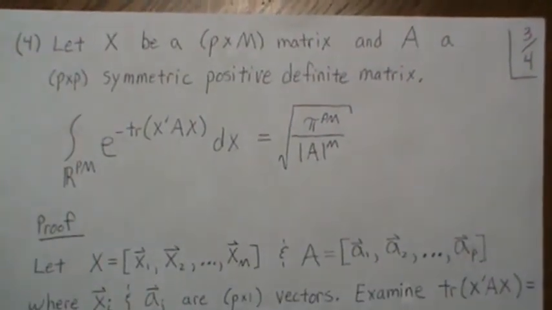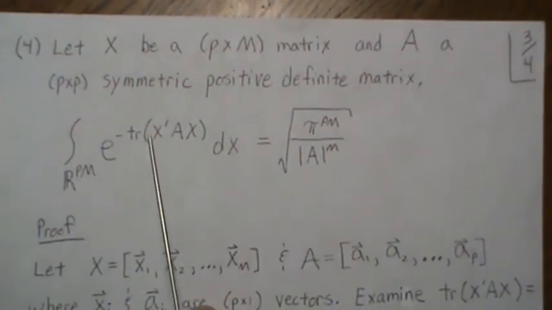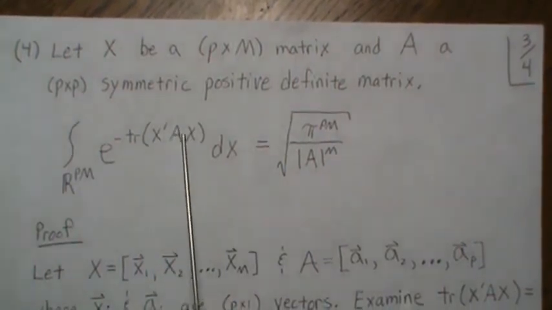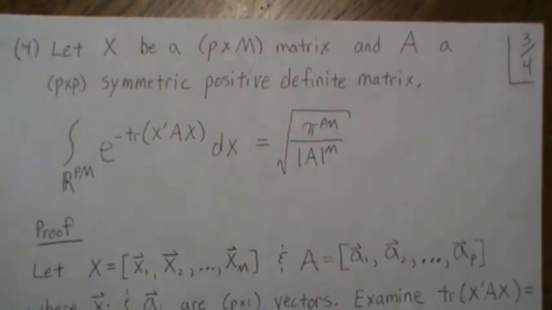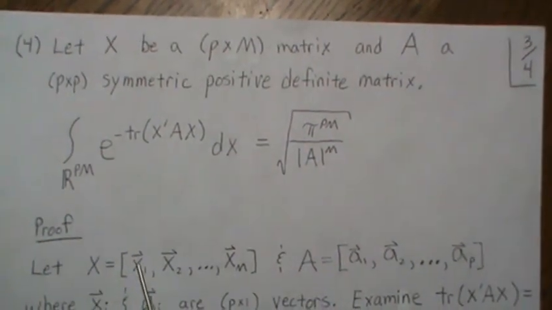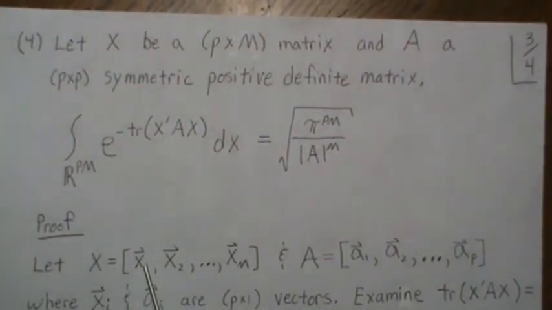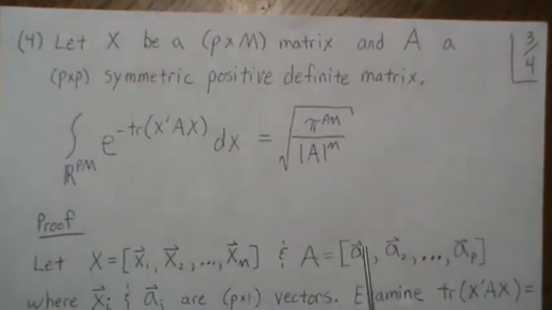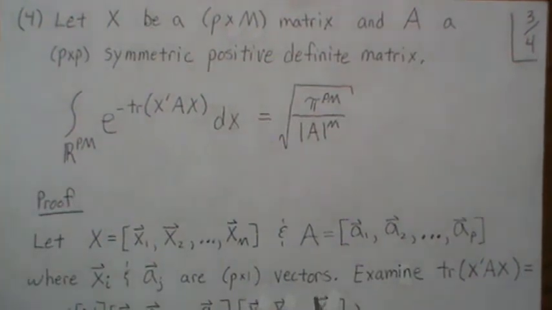So we're going to spend a little bit of time evaluating this piece right here, the trace of this. I think it's a general quadratic form, because this is a matrix, this is a matrix, this is a matrix. So let's write X in terms of vectors, so each column can be thought of as a P by 1 vector. The matrix A can be thought of as P columns, and each of these are P by 1 vectors, where the X's and A's are P by 1 vectors.